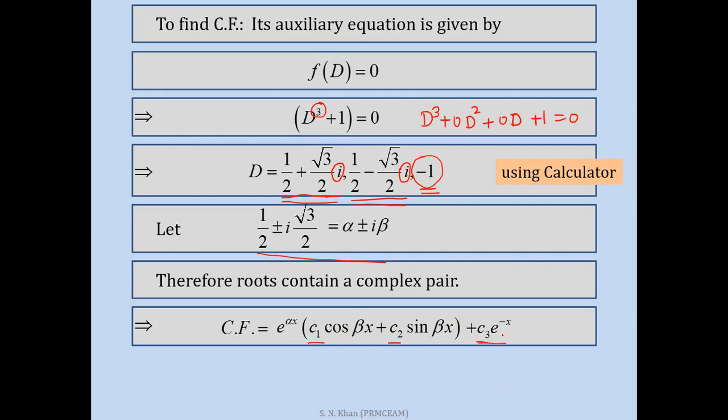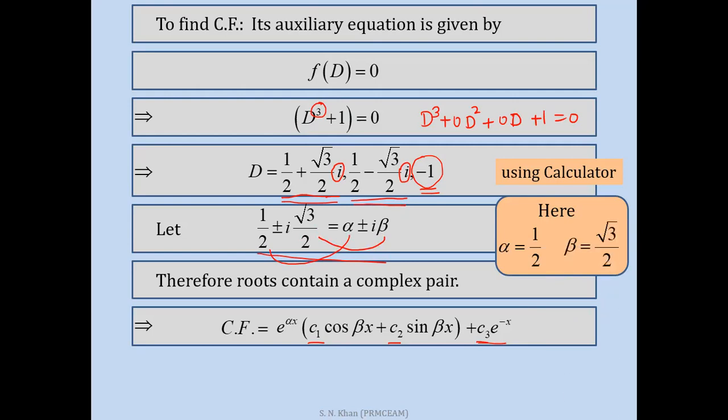OK, now we have to substitute here values of alpha and beta. Sorry, not a and b. So alpha is real part of the complex number, so value of alpha is 1/2, and beta is the imaginary part. Imaginary part means coefficient of i. So value of beta is √3/2.